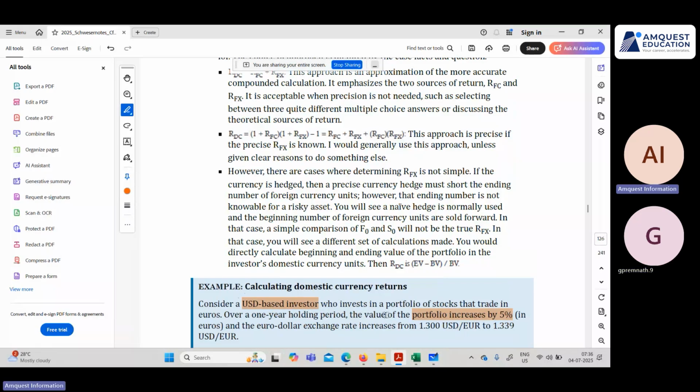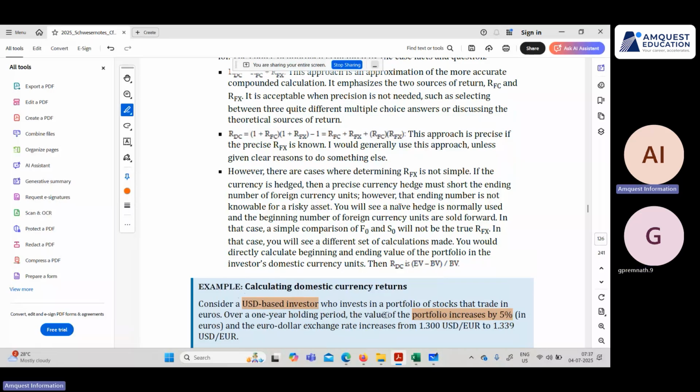Okay. Can you now try? Got it. Basically, it's beneficial for you if euro is increasing. So the answer is like 3% plus 5%, 8%. That's the approximation. And how about actual? Which is 8.15%. Okay, great.